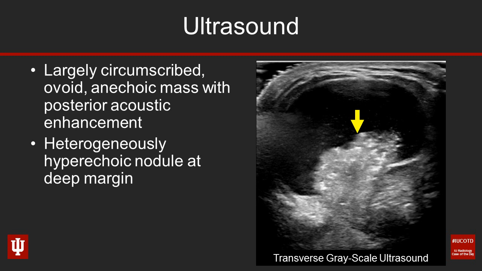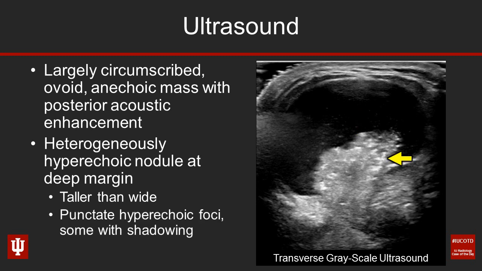yellow arrow. Now overall, this mass tends to be taller than wide, and that's something that we worry about with masses, whether it's in the breast, whether it's in the neck, because that can suggest that there's some deep invasion through the tissue planes. And if you look very carefully, you can see that there are punctate hyperechoic foci, some of which show true posterior acoustic shadowing. So that makes us concerned that maybe there's calcification within this mass.